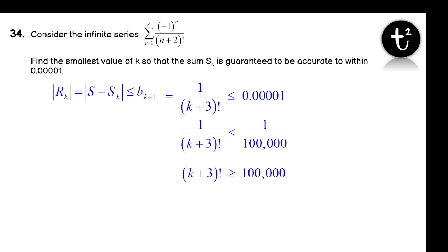Alright, so now we're going to use basically a trial and error method to find out what k has to be. So I'm going to create a little list. I know that 7 factorial is equal to 5040. That's too small. 8 factorial is equal to 40,320. Again, we're not quite at 100,000. 9 factorial is equal to 362,880. That number works. So we know that k plus 3 must be equal to 9, and therefore, we can say that k is equal to 6.